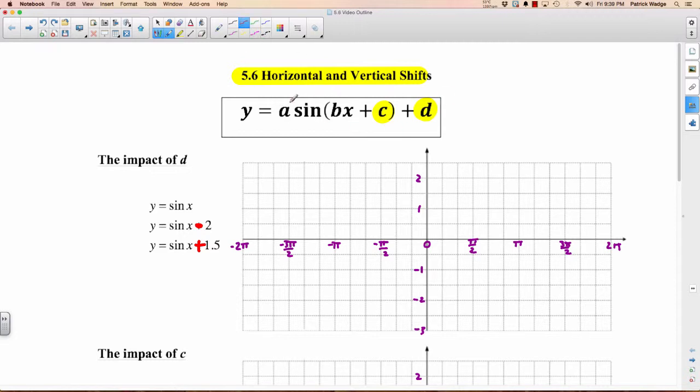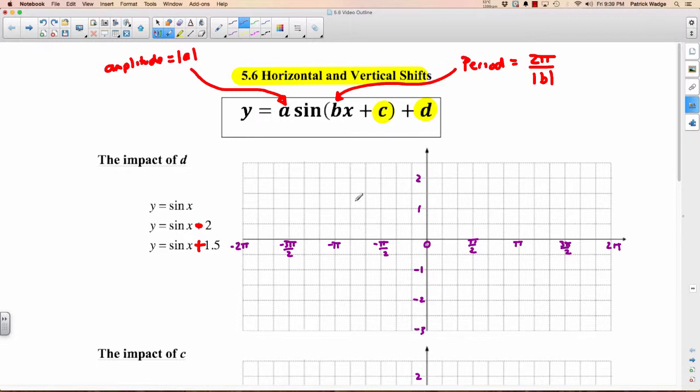Very, very quick review here. What did the A do in this function? It dealt with the amplitude. Remember that the amplitude of a sinusoidal function was equal to the absolute value of A. What did the B value do? It dealt with the period, because remember that the period was equal to 2 pi over the absolute value of B.